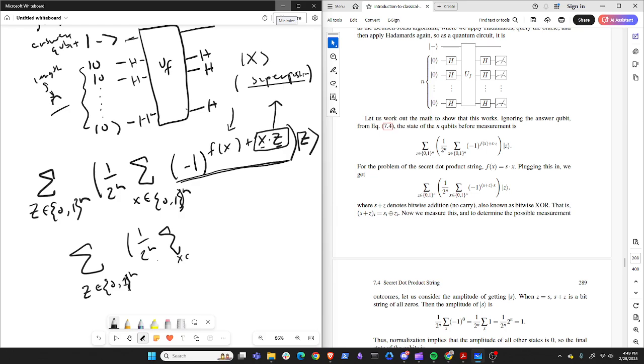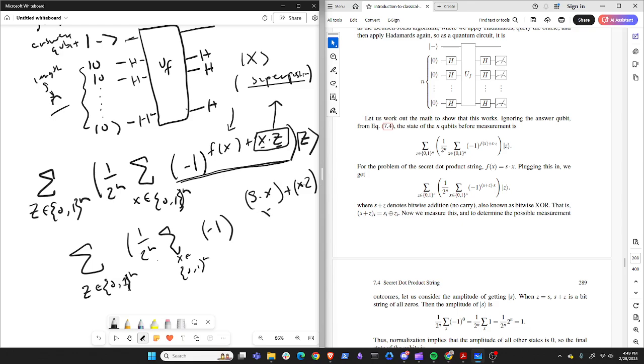X, we'll just put all the x's there, 0, 1, n minus 1. And since we know that f of x is equal to the dot product of s and x, we would have s dot x plus x dot z. So we can pull out from these dot products, we can factor out the x, and we wind up with s plus z. As they stated here, this is bitwise addition with no carry, also known as bitwise XOR.